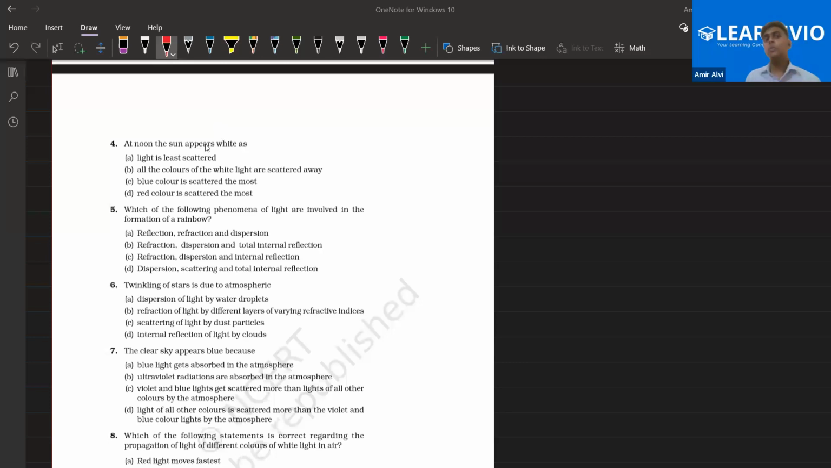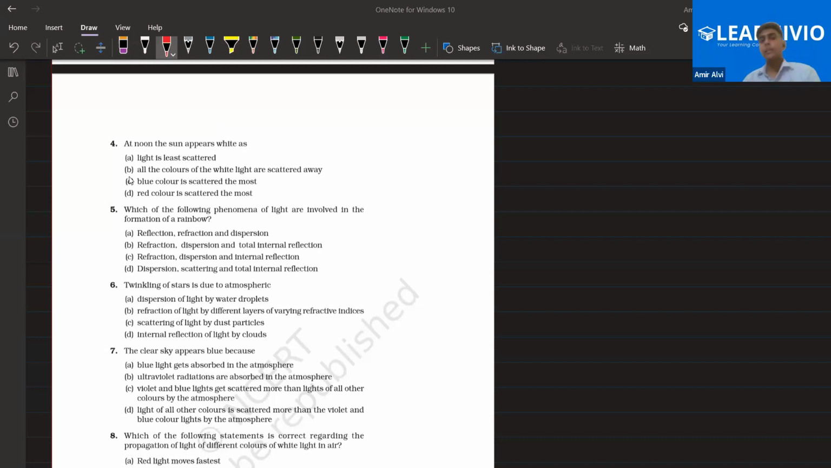Okay, at noon, the sun appears to be white, as. The reason is that I've told you that during the different phases of the day, in the morning the sky appears blue, in the afternoon the sky appears a little bit white or yellowish, and later it appears reddish, right? In the later part, at the sunset, right?